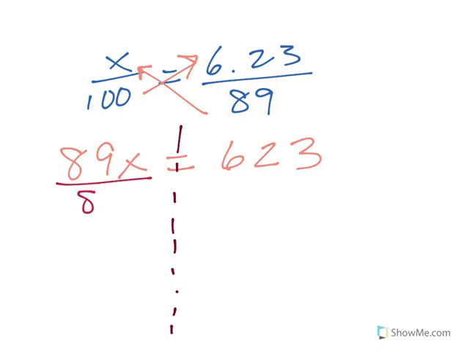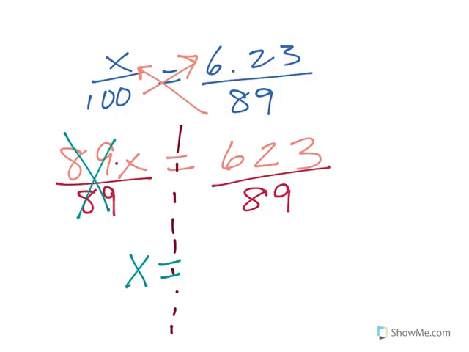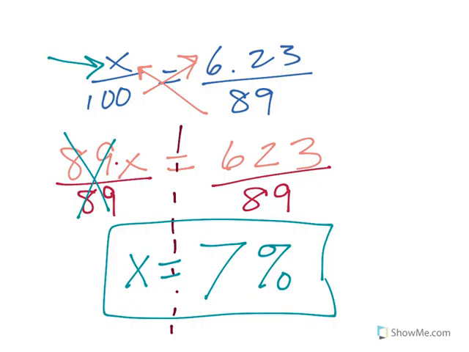I am now going to divide both sides by the number in front of x, because a number touching the variable means multiplication. So 89 divided by 89 is 1. I'm left with 1x. And 623 divided by 89 is 7. So because the value of x is 7, remember, we're talking about percent. 7 over 100 is the same as 7%. So Maine has a 7% sales tax.